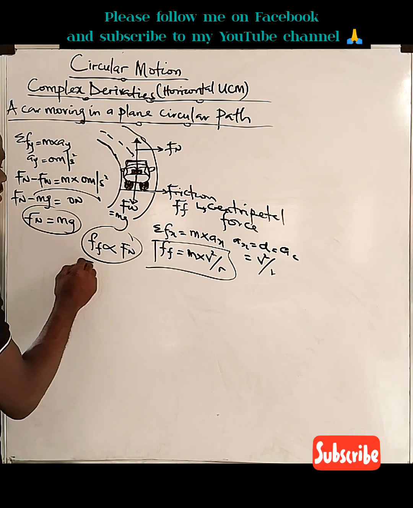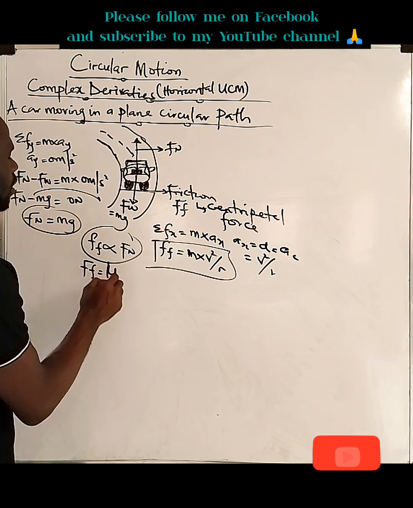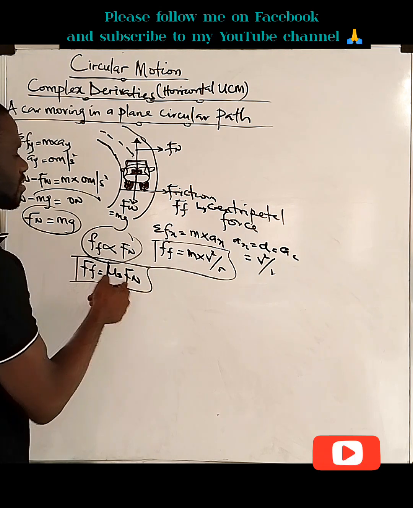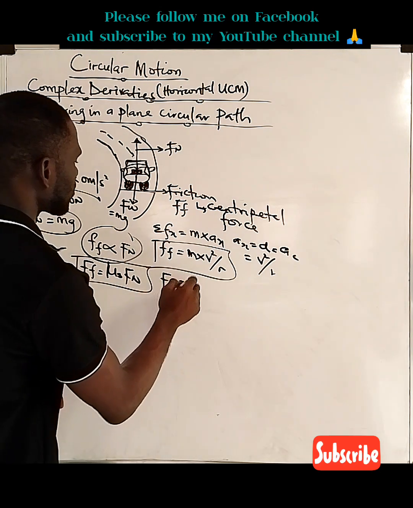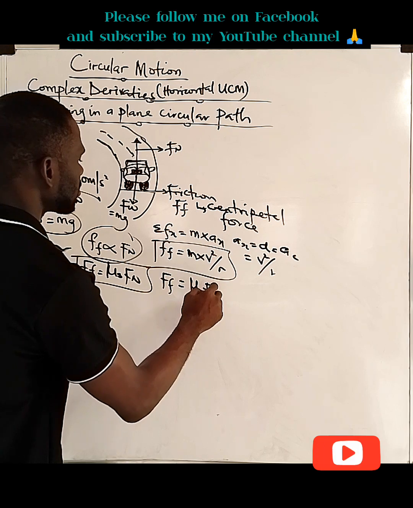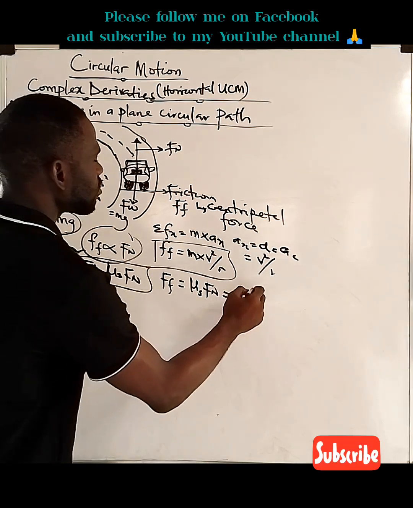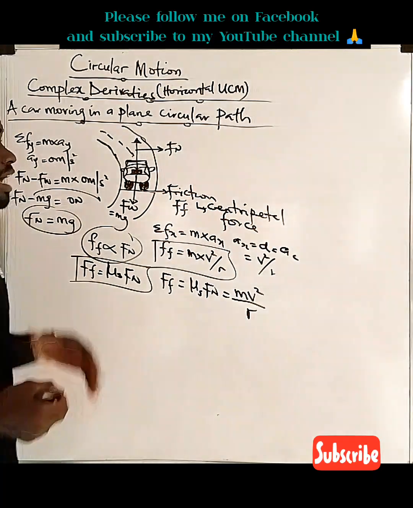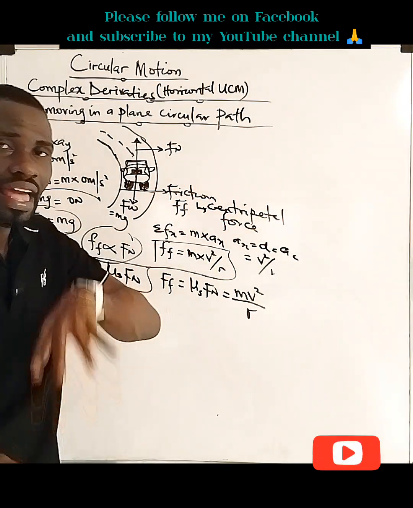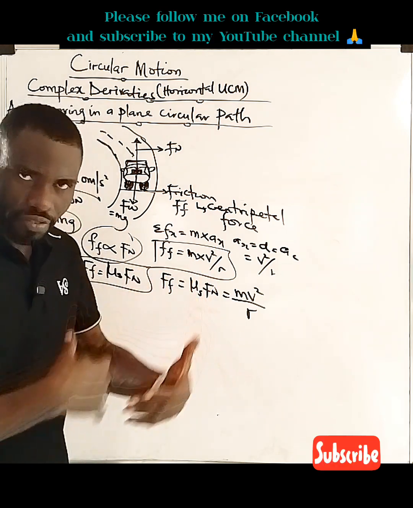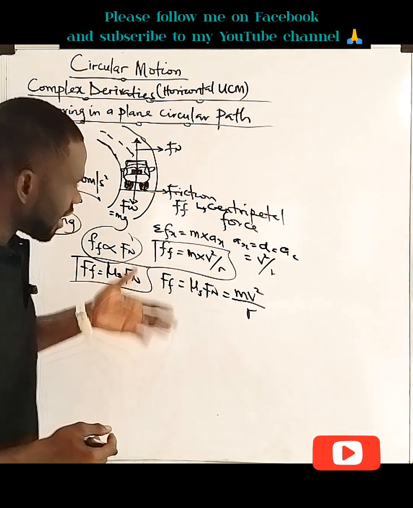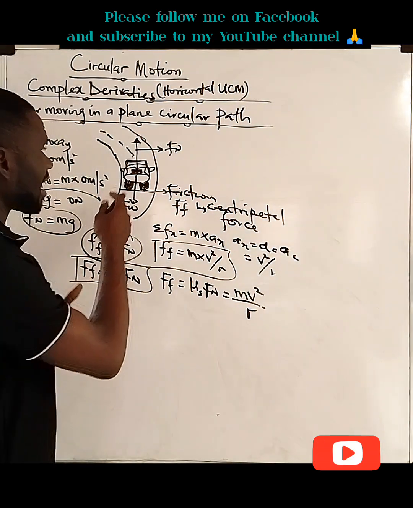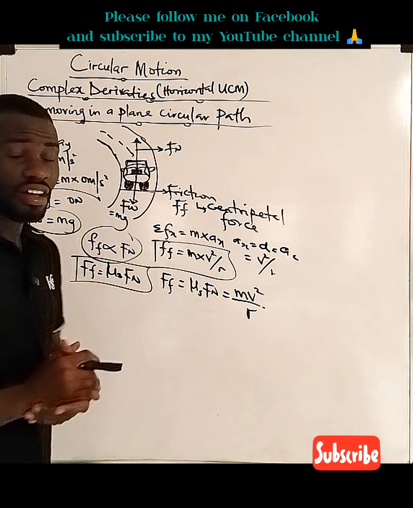The frictional force is directly proportional to the normal reaction. So frictional force is equal to the coefficient of static friction or kinetic friction times normal reaction. So frictional force is coefficient of friction times normal reaction equals mv squared over radius. Now this v could be the maximum speed. Don't forget that in the conical pendulum, we talked about maximum speed that helps the body keep moving in that circular path. So here also we have the maximum speed, that helps this car to keep moving in this very circular path.